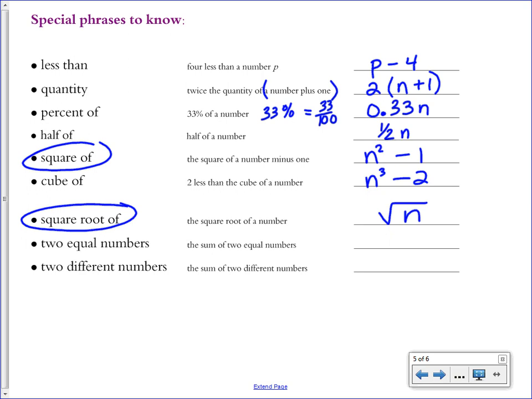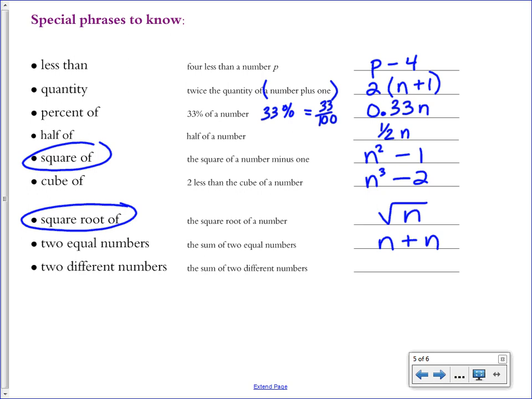The next one is two equal numbers. So if you have the sum of two equal numbers, and they're not telling us what numbers they are, but I do know that they are the same number, how do I write the sum of two equal numbers? Well, I would just write it as n plus n, which is very different from the next example, which says the sum of two different numbers.